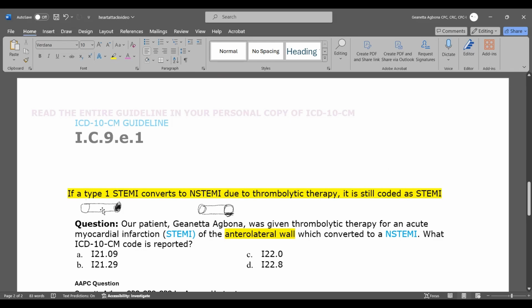So this is the reason why it's important to know that the STEMI is 100%. And this one, although it's a blockage, doesn't necessarily have to be a 100% blockage. And also the definition we're going to read in a moment explains to us that the STEMI is worse than the NSTEMI. So before we go over our question from AAPC, let's take a moment to look at something in the tabular of our coding manual. So bear with me just a moment.